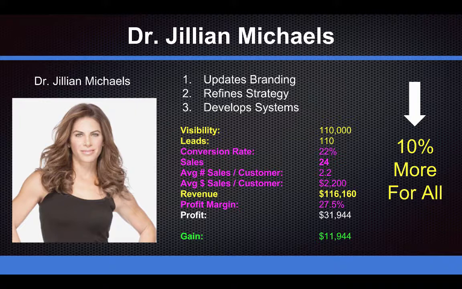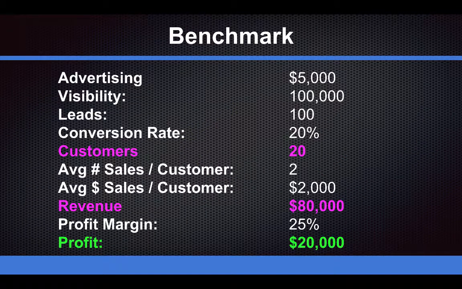So she's going to have higher conversion rate. From the leads she'll generate, the conversion rate of 22%, she'll have 24 sales. With the average dollar sale going up a little bit, and the average number of purchases per customer going up a little bit, her revenue now is up to $116,160. Taking your profit margin up 10%, now her profit is $31,944. So a gain of $11,944.